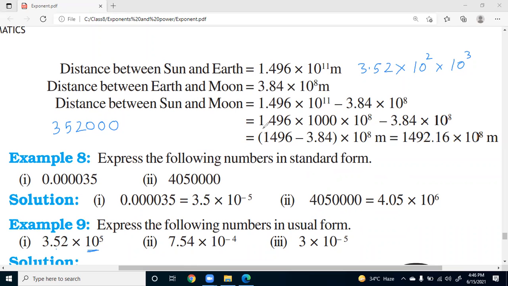So I can write 10 raised to the power 5 as 10 raised to the power 2 into 10 raised to the power 3. So when you look at this number, 3.52 into 10 raised to the power 2 means 100. If you multiply 3.52 and 100, you will get 352. And it has to be multiplied by 10 raised to the power 3, meaning you have to add 3 zeros. Understand?